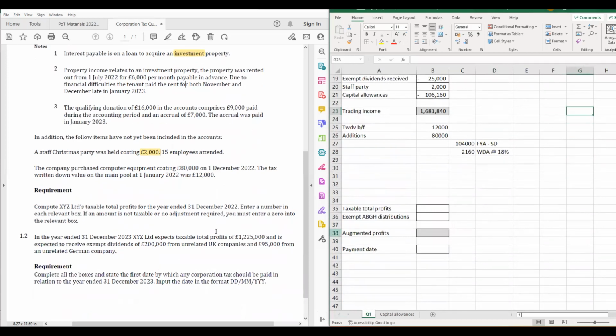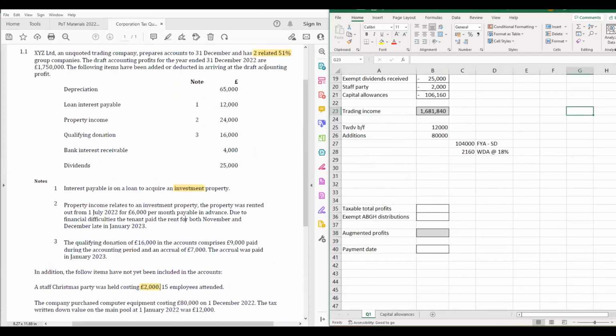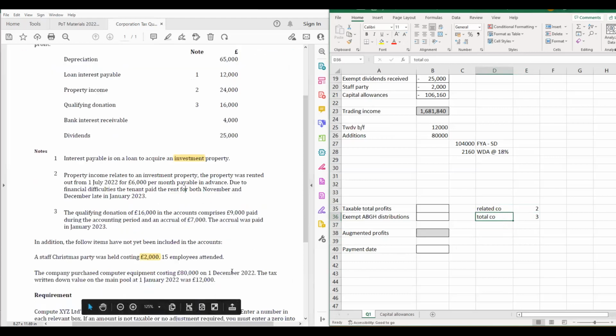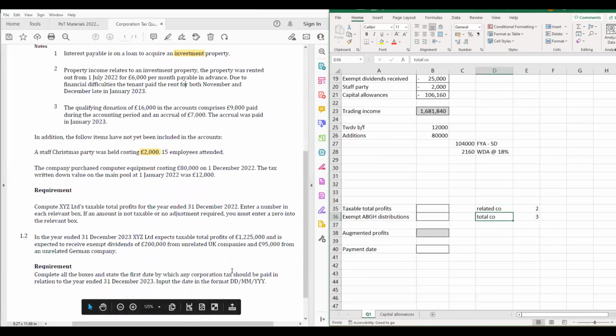So what, of course, we need to do, and I mentioned this at the start, is we need to carry across this information into the second part of the question. When we first read these questions, you need to make a mental note of how many related companies, and we've got 2. So where we've got 2 related companies, we've also got XYZ Limited. So actually, the total companies that we're going to use is 3, because we've got 2 related and the one we're dealing with.